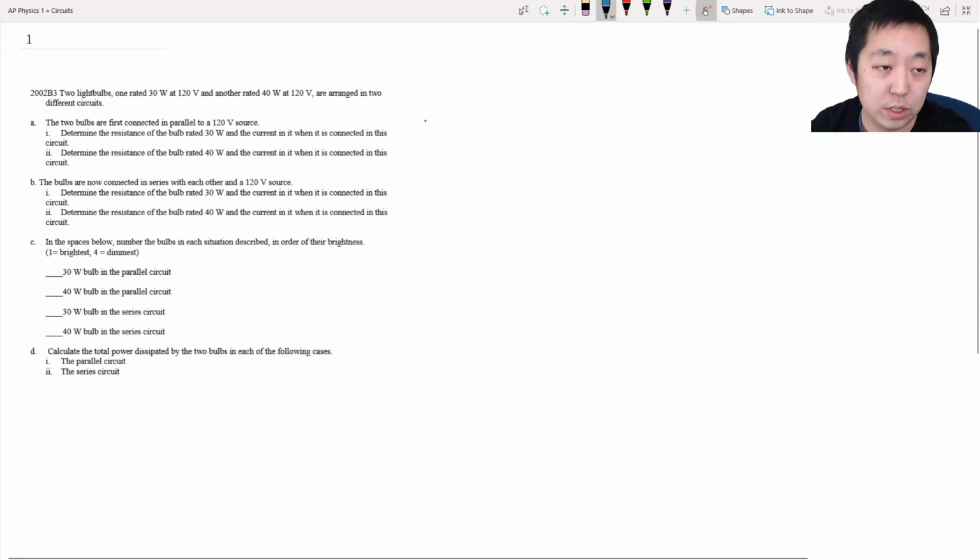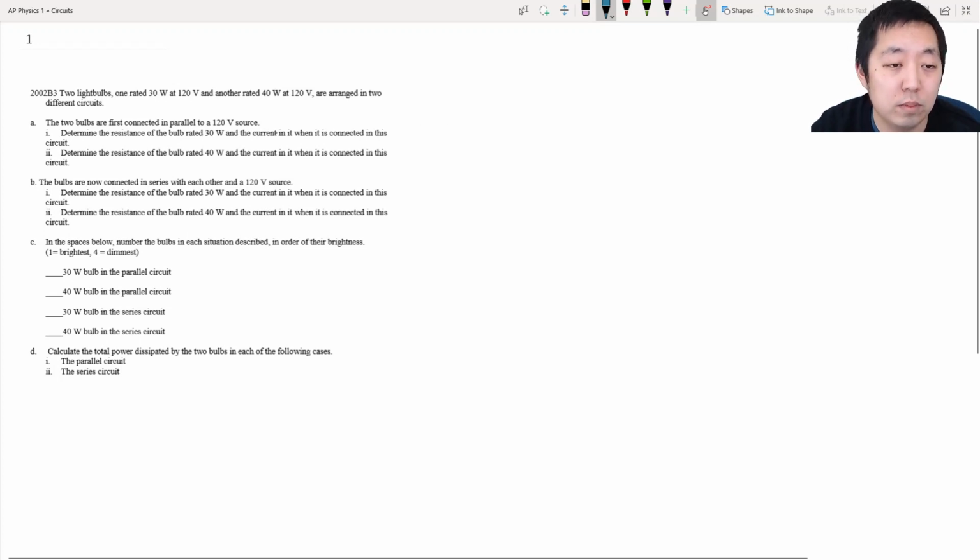Hi all, this is Alan with Bothell STEM Coach, and today we are continuing on with AP Physics 1 free response questions, and we're starting circuits, which is the last topic typically taught prior to your AP Physics exam. So I have two light bulbs, one rated 30 watts at 120 volts and another rated at 40 watts at 120 volts, arranged in two different circuits. The two bulbs are first connected in parallel to a 120 volt source. So let's draw a picture of that.